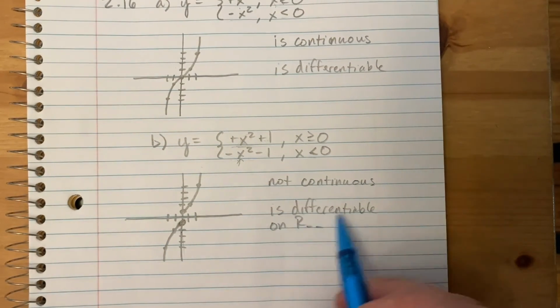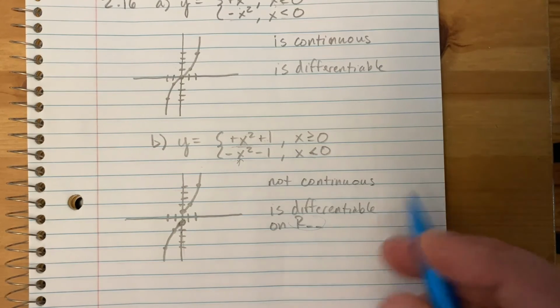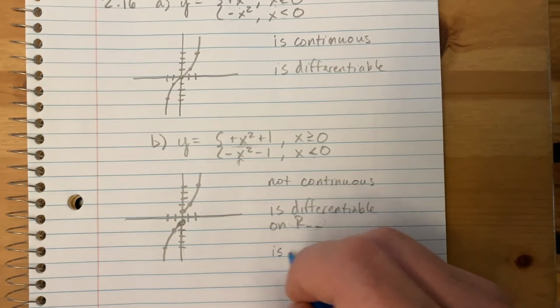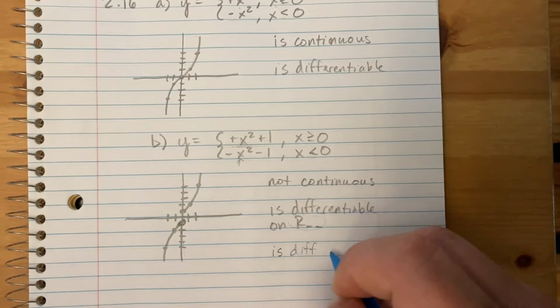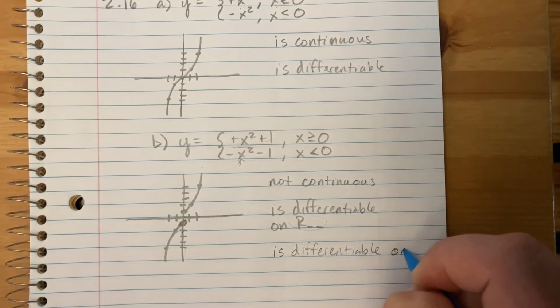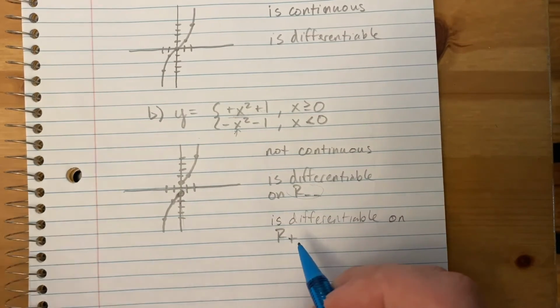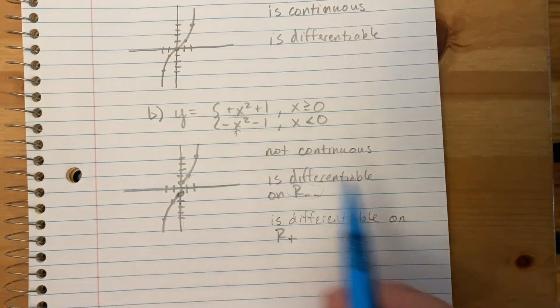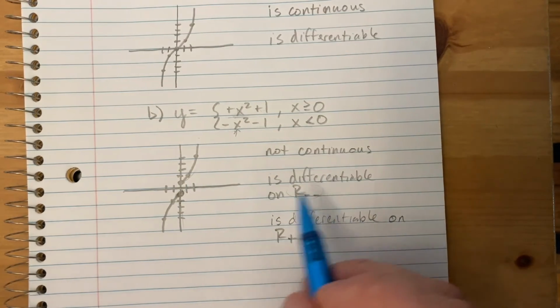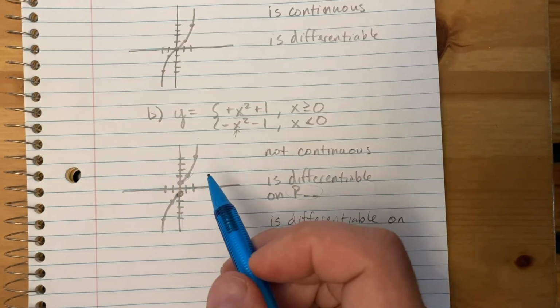But this function is differentiable when x is strictly negative, and is differentiable on R plus, right? Non-negative numbers. So that'd be from here onward. But it's not differentiable everywhere, right? So because of the discontinuity.